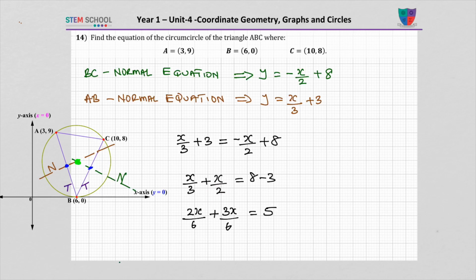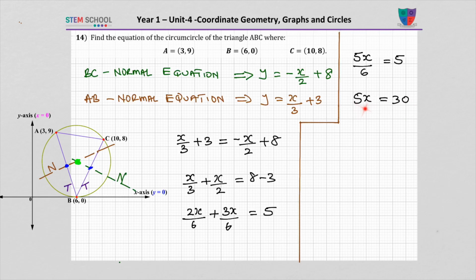Because they have the same denominator, all I need to do is add the numerators and keep the denominator. So then I get 5x over 6, and that's 5x over 6 equals 5. So I multiply both sides by 6 to get rid of that denominator, or cross multiply, and that equals 30. Now I need to find x by dividing both sides by 5. So I found one of the coordinates here, x equals 6.